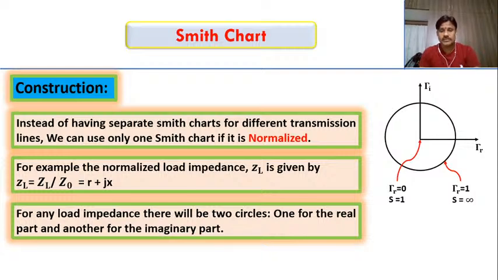Under construction of the Smith chart, what you have to remember up to now is that a Smith chart has only one unit of radius. At the origin gamma R is 0, at the outermost gamma R is 1, and if you want to use a single chart for any transmission line of any length and any impedance, then it has to be normalized. The normalized quantity consists of two types of circles, real circles and imaginary circles. Now we will see what these real circles and imaginary circles are, how to draw them, and after drawing them, how to represent a particular impedance on the Smith chart.